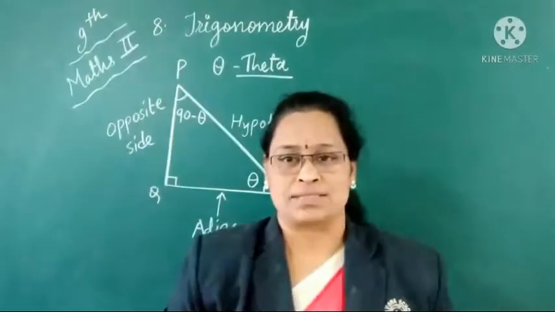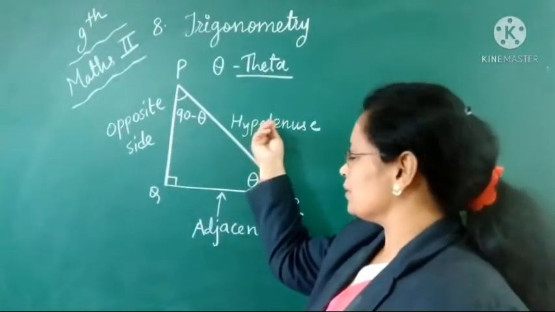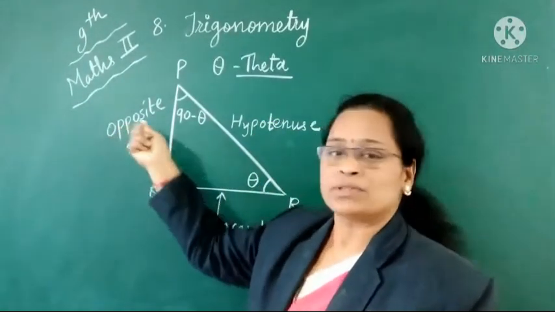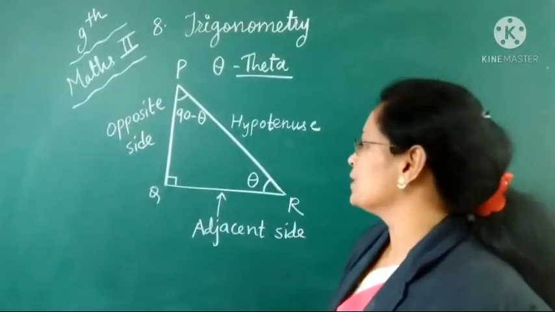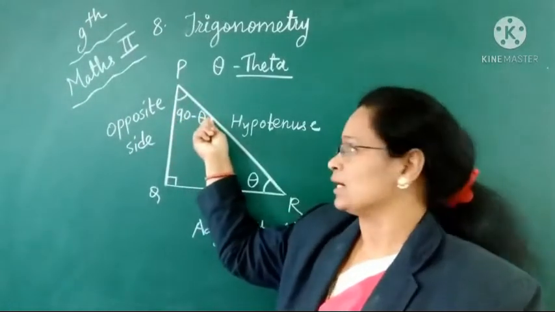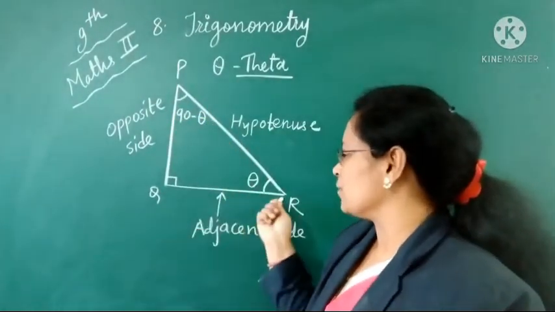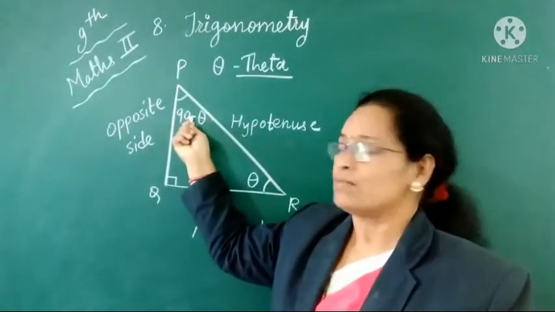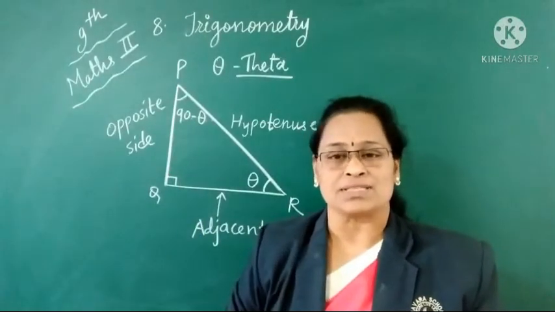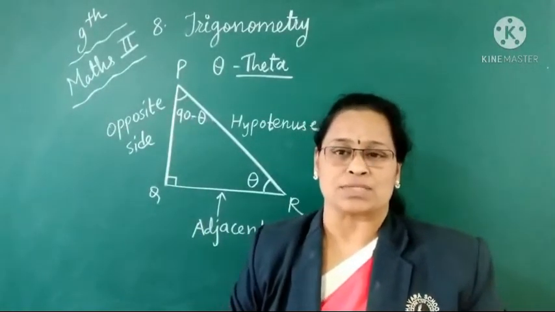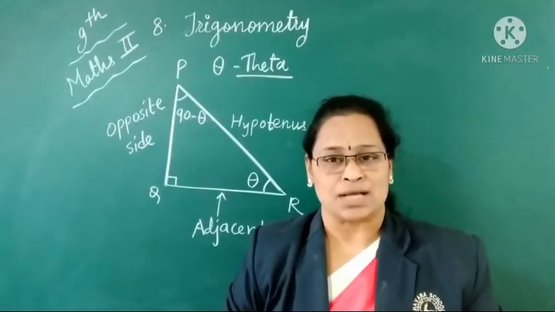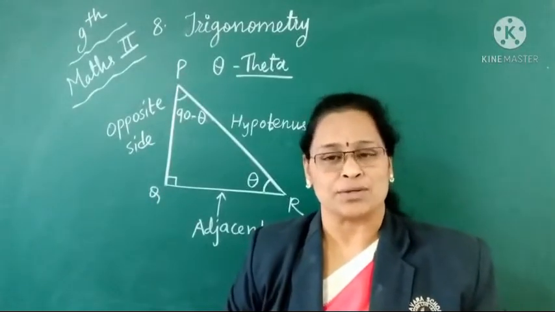So these three sides are, one is the hypotenuse, one is the adjacent side of acute angle, other is the opposite side of acute angle theta. Similarly, the opposite side of angle 90 minus theta is side QR, and the adjacent side of angle 90 minus theta is PQ. Now related to these three, if we take the ratio of any two sides, then it gives us trigonometric ratios. These ratios are the basics for learning trigonometry further.